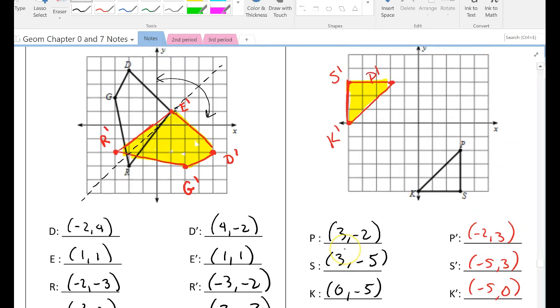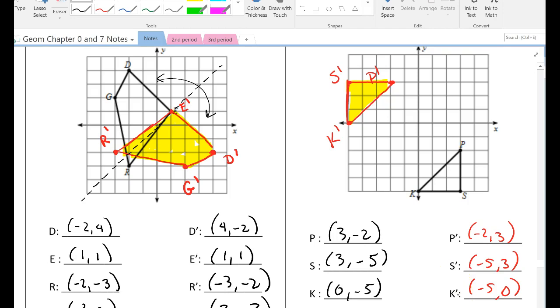You notice I've got all my ordered pairs here, and we talked in class that in order for it to officially be an ordered pair, you have to have the parentheses, so make sure you don't forget your parentheses. So we've got our values for P, S, and K. We've got P prime, S prime, K prime.